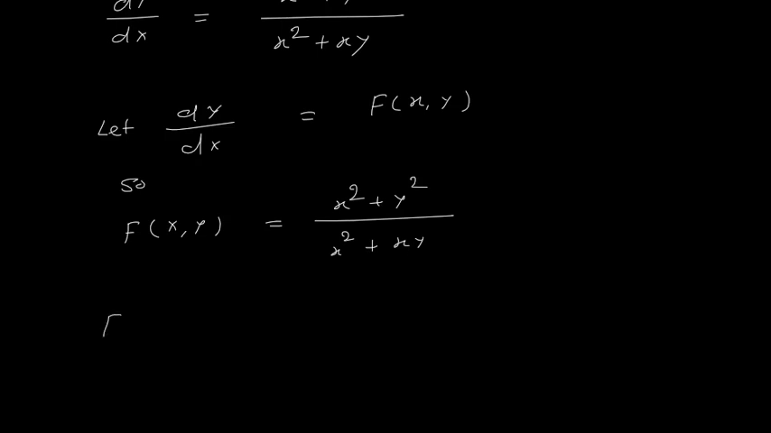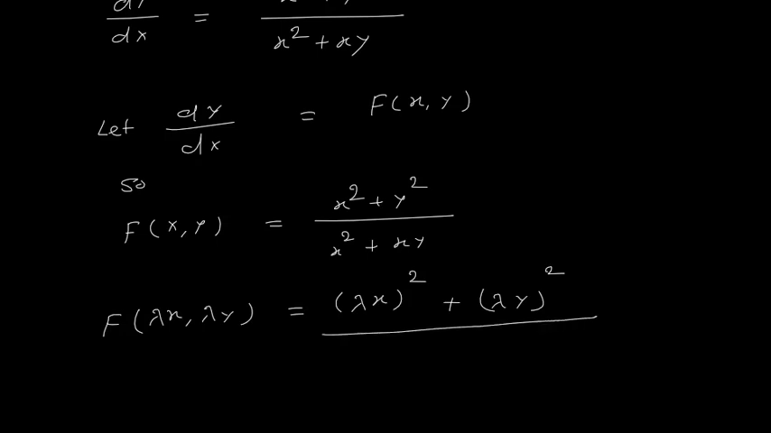Now f of lambda x comma lambda y is equal to, we will replace x with lambda x, so it becomes (lambda x) the whole square, plus we replace y with lambda y, so it becomes (lambda y) the whole square, divided by, in place of x we write (lambda x) the whole square, plus in place of y we replace lambda y. It is xy, na?